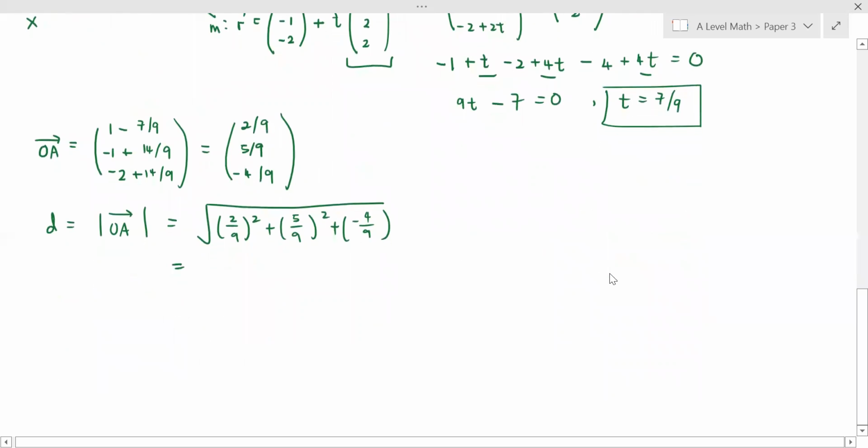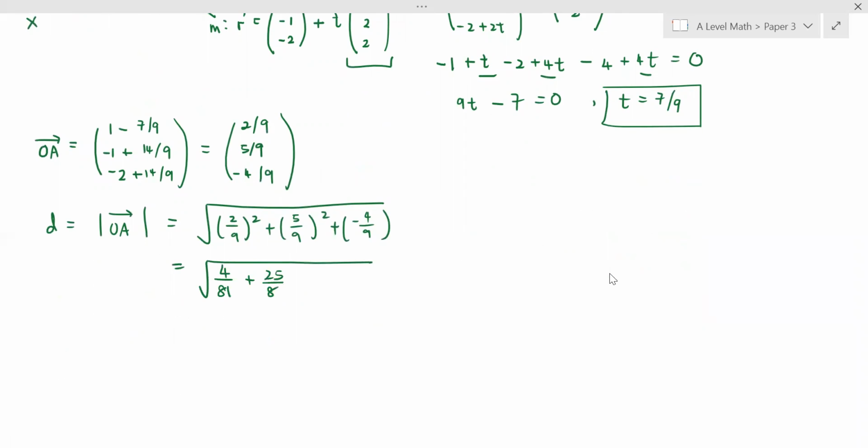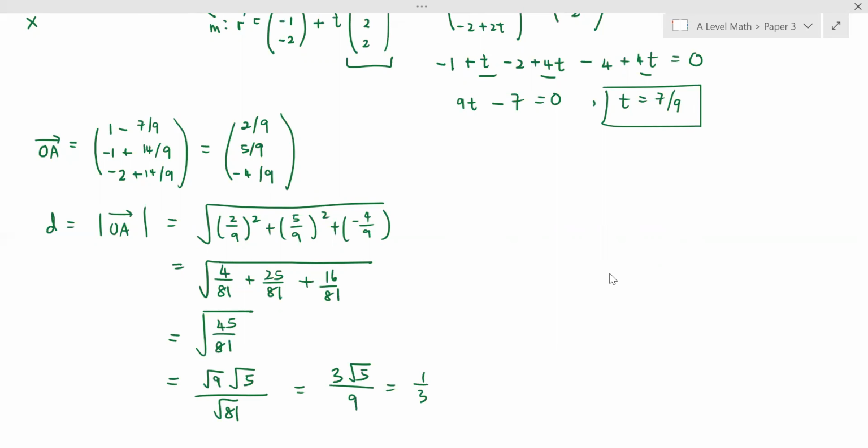So from here, that will give a square root of 4 over 81, 25 over 81, and 16 over 81, which is the square root of 45 over 81. Square root of 45 is square root of 9 and square root of 5. Then we have square root of 81. That will give us 3 square root 5 over 9, which is 1 over 3 square root of 5.